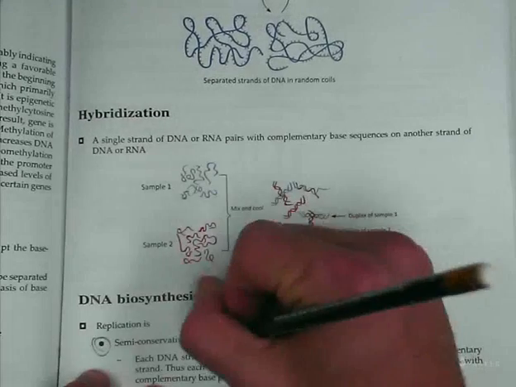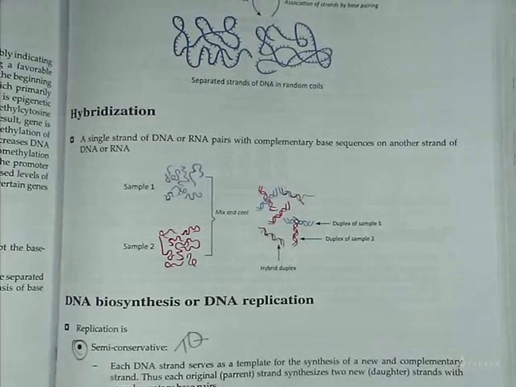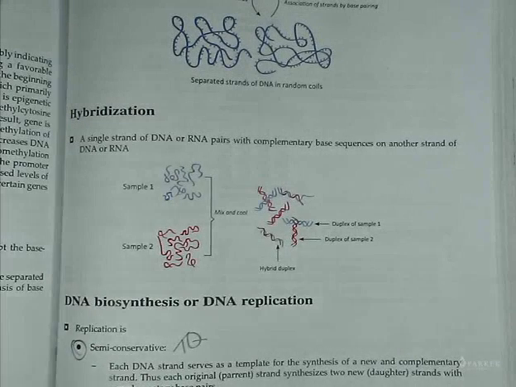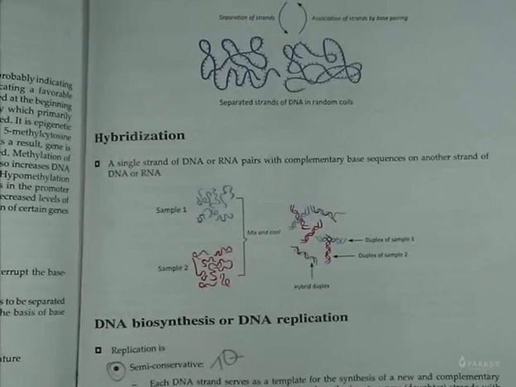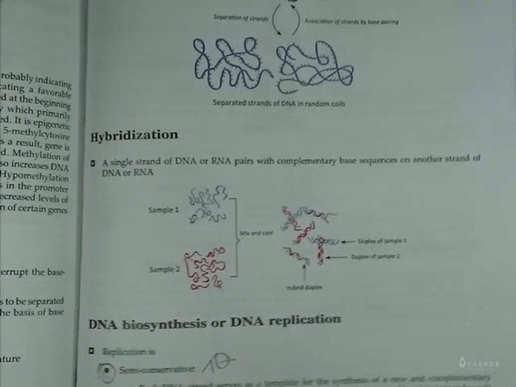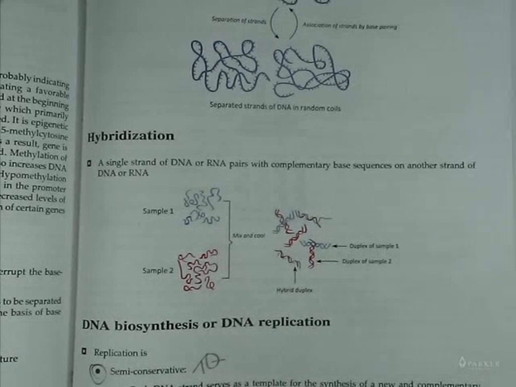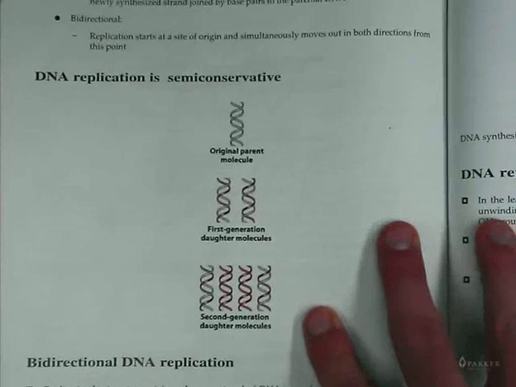Replication is semi-conservative. That's a potential test question. It's not really conservative, but it's kind of got some liberal ideas going with it. Each DNA strand serves as a template for the synthesis of a new and complementary strand. Thus, the parent strand synthesizes two daughter strands with complementary base pairs. What the heck does that mean? Semi-conservative.